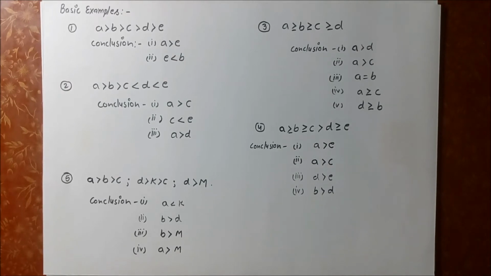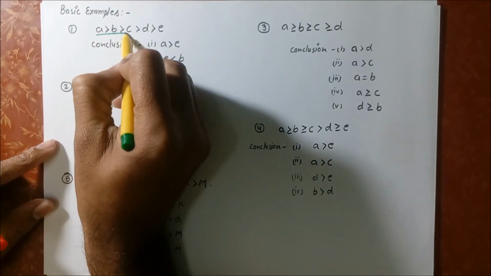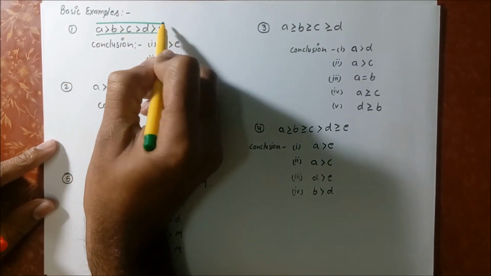These are some basic examples. My first example is A is greater than B is greater than C is greater than D is greater than E. All signs are in one direction only. And my conclusion, so I will just make it my tunnel.